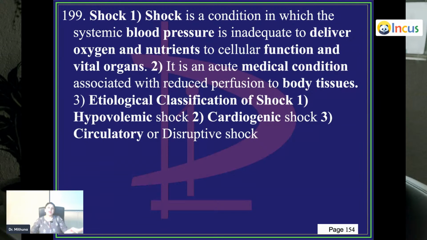It is not able to give blood supply, not able to give oxygen. It is an acute medical condition. It's associated with reduced perfusion to the body tissues.